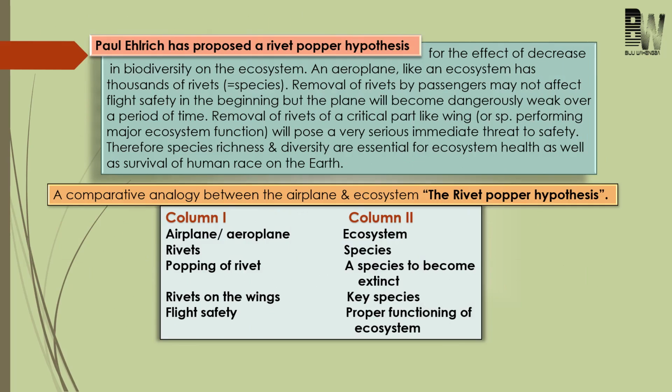Now come to another point. To understand the effect of this decrease in biodiversity on the ecosystem, a scientist by the name Paul Ehrlich proposed a hypothesis. And the name of this hypothesis is Rivet-Popper hypothesis. And according to this hypothesis, this scientist compares the ecosystem with an aeroplane and species with rivets.